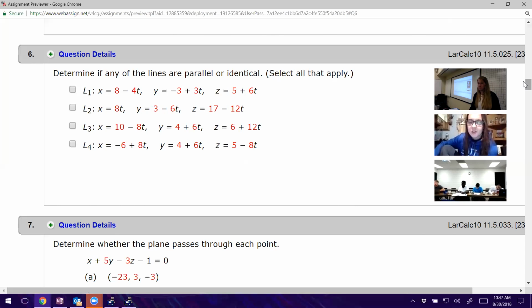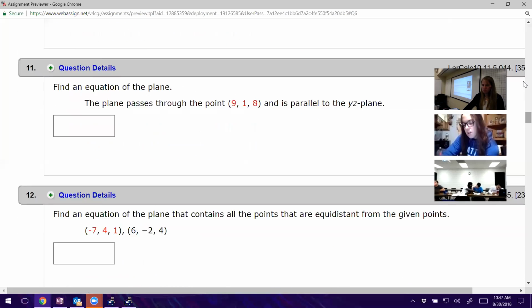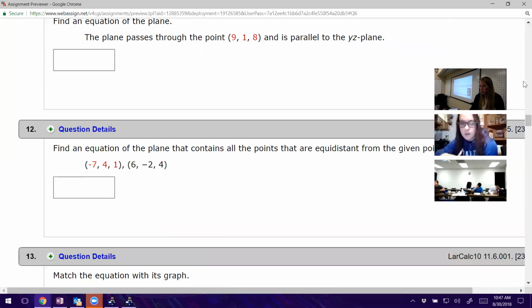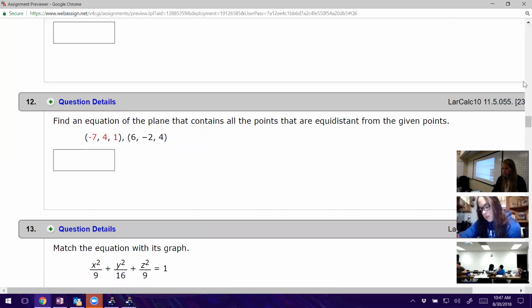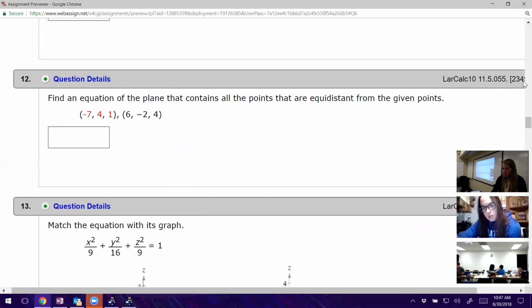Number 12. An equation of the plane that contains all the points that are equidistant from the given points. Okay, so how can we do this one? I'll just ask you guys instead of me explaining it. What would we do on this one, number 12? An equation of the plane that contains all the points that are equidistant from the given points.